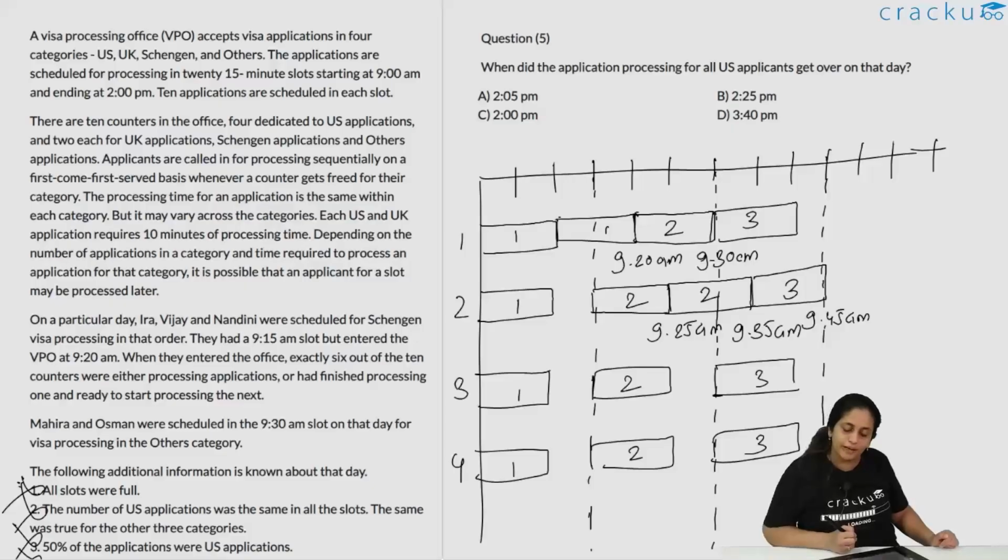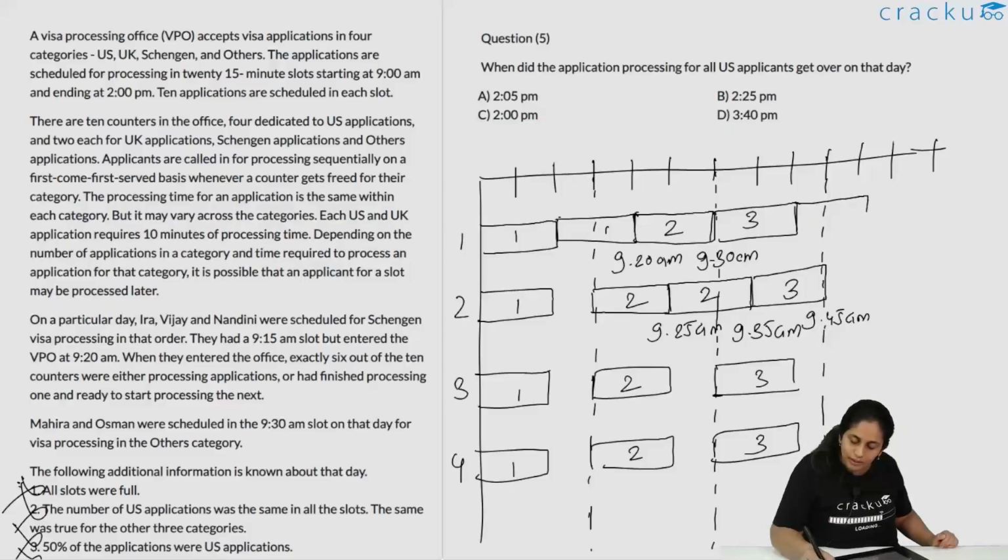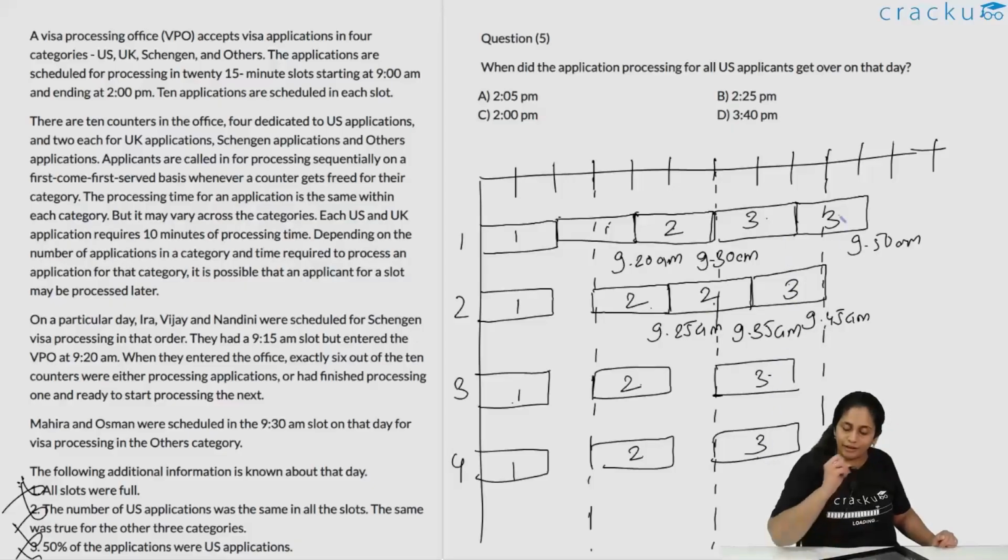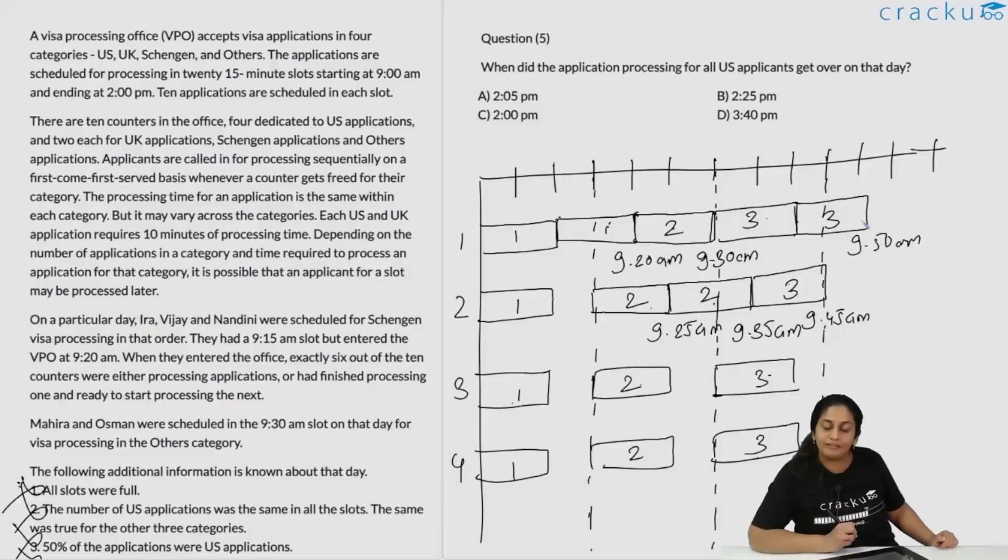Where will the fifth applicant from the third slot be put? I'll put him over here. His work will be done by 9:50 a.m. So 1, 2, 3, 4, 5: 5 people from slot 1. 1, 2, 3, 4, 5: 5 people from slot 2. 1, 2, 3, 4, 5: 5 people from slot 3. So slot 3 work is done at 9:50 a.m.